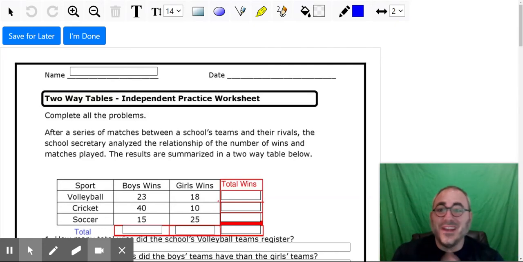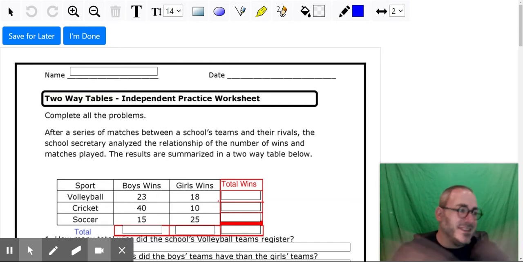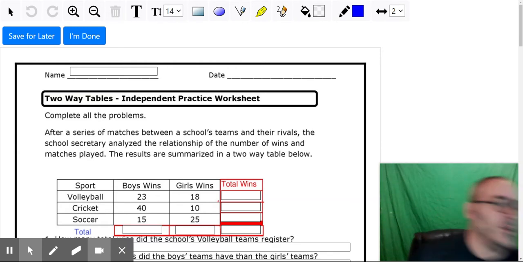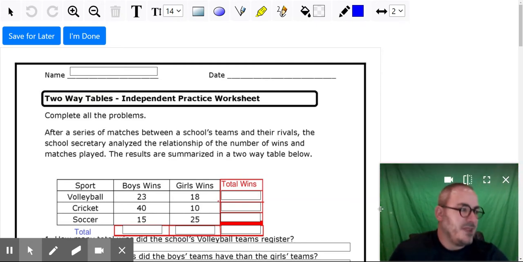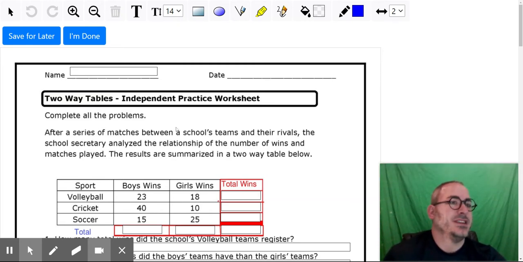We are going to be doing number 13 for statistics today. Number 13, two-way tables worksheet. This is what it looks like. It's a teacher-made assignment. So, I'm going to adjust my monitor a little bit over here. Sorry, should have done that ahead of time. All right, so two-way tables, independent practice worksheets.